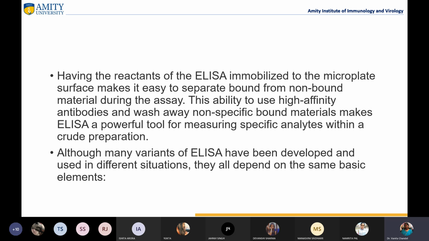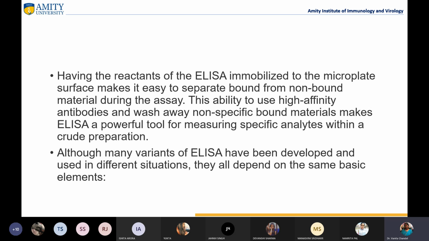So we put the sample and then we put the antibody, right? Then the specific binding will take place between the antigen and the antibody. Then after each step, certain washing steps are performed, because there will be some non-bound material present which can give us some background noise in the result. So we need to remove that.